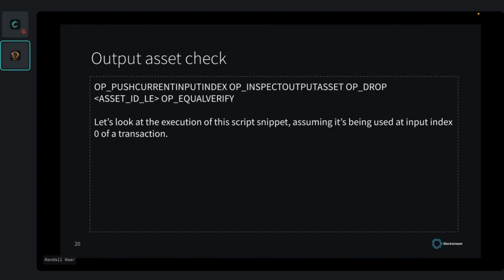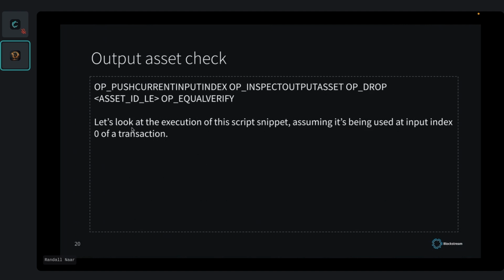So the output asset check has a couple opcodes in here. Again, there's OP_PUSHCURRENTINPUTINDEX, which I went over, which pushes the input index onto the stack, and then OP_INSPECTOUTPUTASSET, OP_DROP, because inspect output asset doesn't just put the asset ID on the stack, and the asset ID, which is little endian. I put that just because of how it's implemented. I have to reverse some things, and then I do OP_EQUALVERIFY.